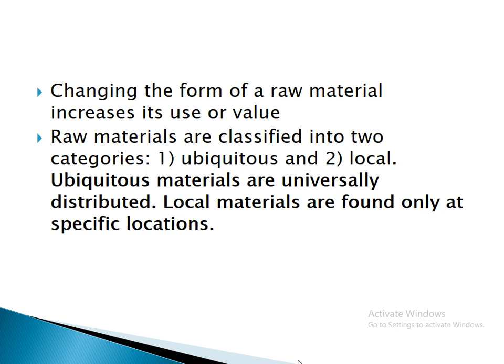Okay, so raw materials are classified into two categories: ubiquitous and local. So what are ubiquitous materials? Ubiquitous materials are universally distributed and easily available, and local materials are found only in specific locations.